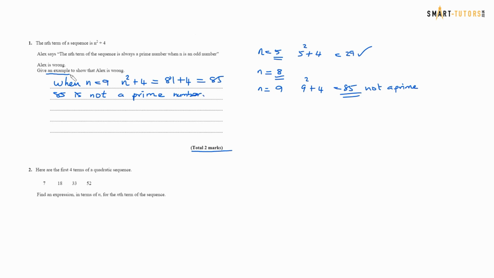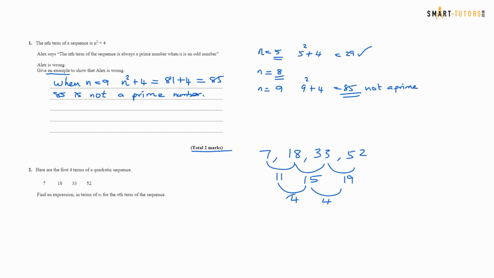Second question. Here are the first 4 terms of a quadratic sequence: 7, 18, 33, 52. Find an expression in terms of n for the nth term of the sequence. So 7, 18, 33, 52. The first differences are 11, 15 and 19, and the second differences are 4 and 4.